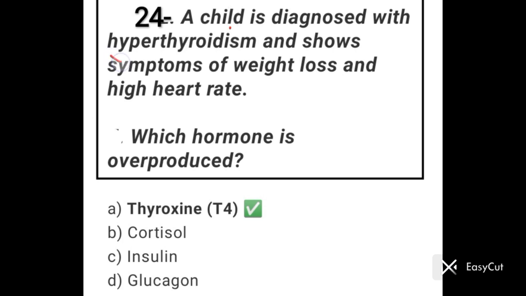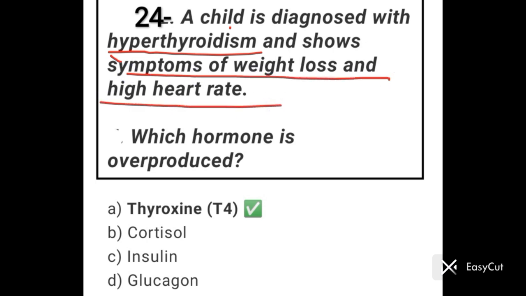Question number 24. A child is diagnosed with hyperthyroidism and shows symptoms of weight loss and high heart rate. Which hormone is overproduced? So here option A is correct. Thyroxine, T4 hormone is overproduced here.